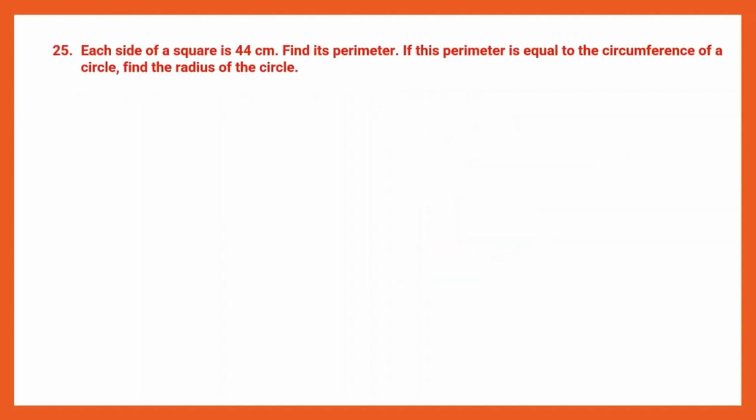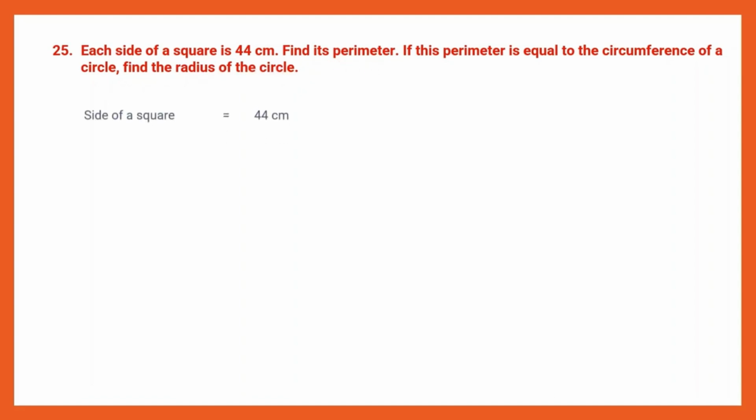Question 25. Each side of a square is 44 centimeters. Find its perimeter. So that's the first part. Find the perimeter of a square of side 44 centimeters. Now, if this perimeter is equal to the circumference of a circle, find the radius of the circle. So let's go slowly. First, let's find the perimeter of the square.